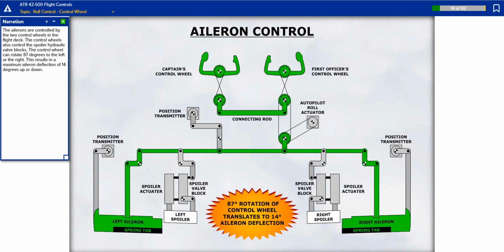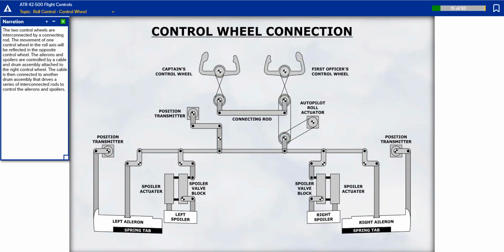The ailerons are controlled by the two control wheels in the flight deck. The control wheels also control the spoiler hydraulic valve blocks. The control wheel can rotate 87 degrees to the left or the right. This results in a maximum aileron deflection of 14 degrees up or down. The two control wheels are interconnected by a connecting rod. The movement of one control wheel in the roll axis will be reflected in the opposite control wheel.